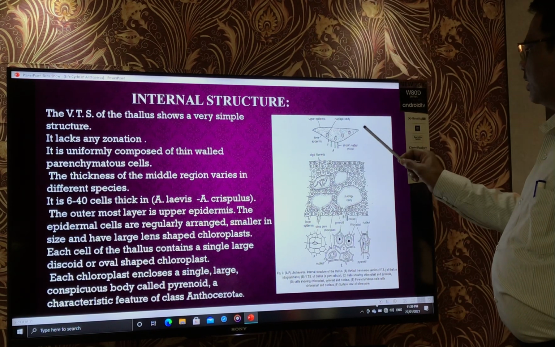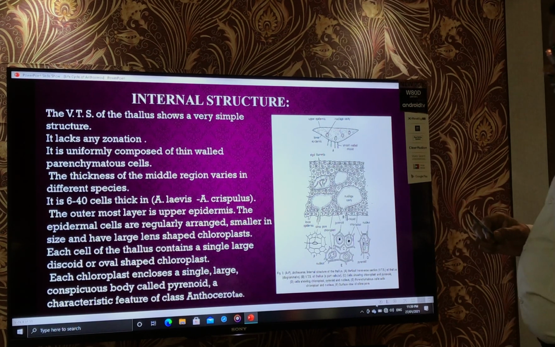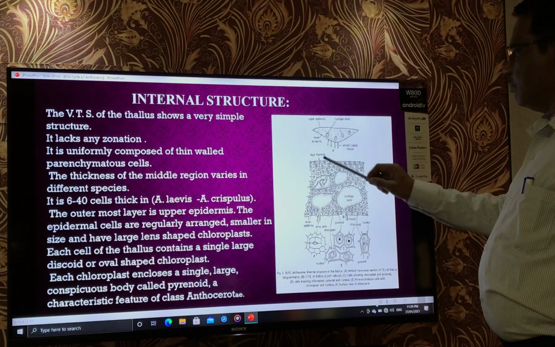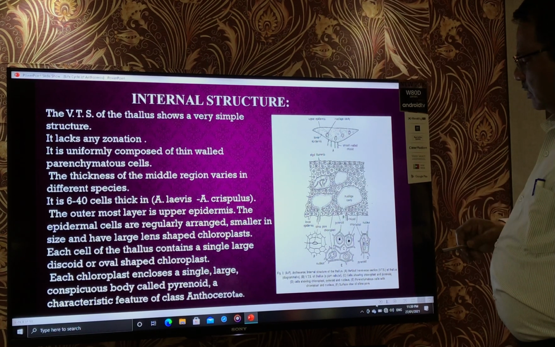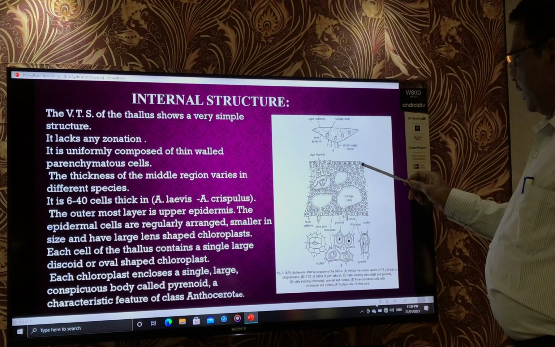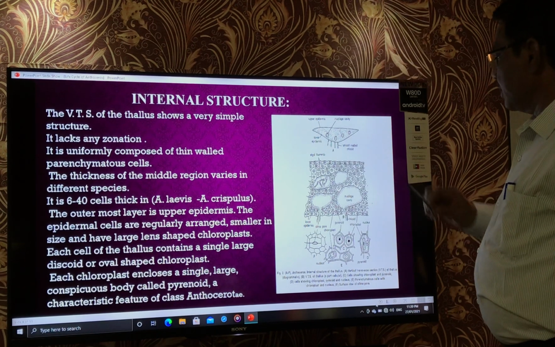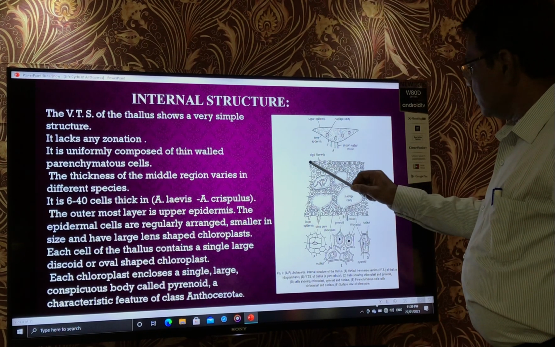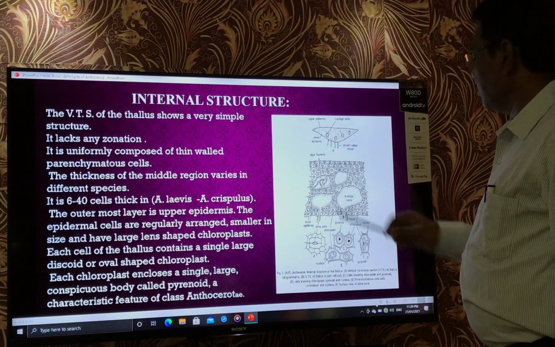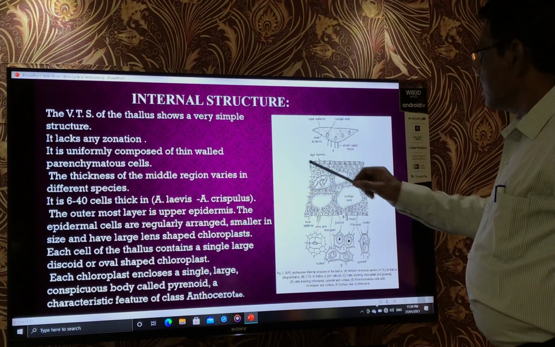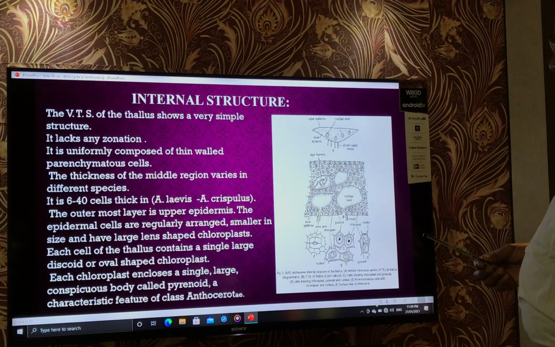Here, if you observe this thallus under high magnification, the outermost layer is the upper epidermis, and the epidermal cells are regularly arranged. In the earlier bryophytic plant that we have studied, there is a presence of air pores and air chambers. So here, the epidermal cells are arranged compactly without any gap or any space. Here epidermis is a defined one and not having any opening or air pores.